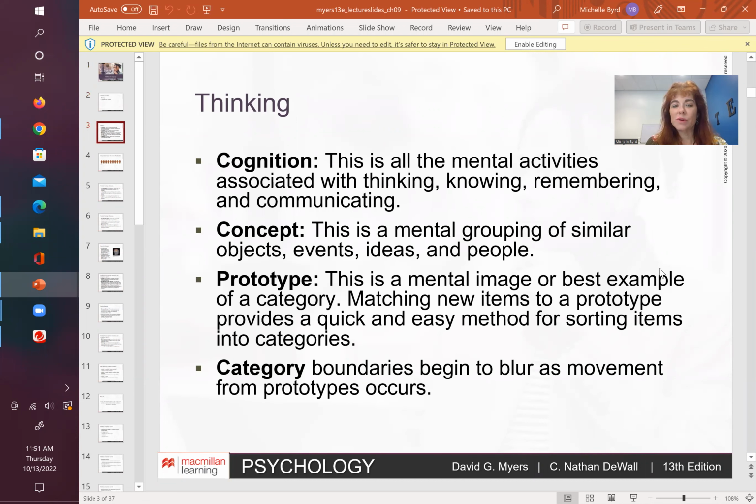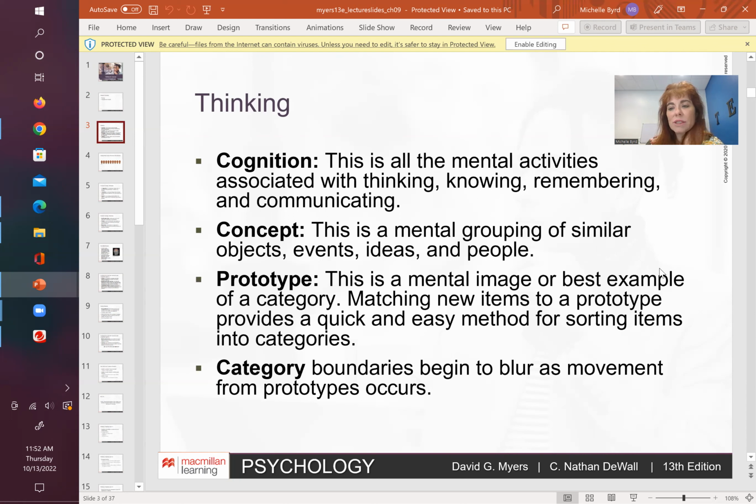Okay, so when you're thinking, there are different things that are involved in that cognition, which basically means to think. It's just a bigger, fancier word for it. This is all the mental activities that are associated with our thinking, with our knowing, with our remembering, and also with our ability to communicate our thoughts to others. So the concept is a mental grouping of similar objects, events, ideas, and people.